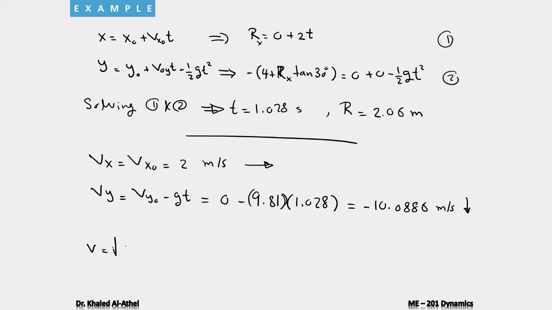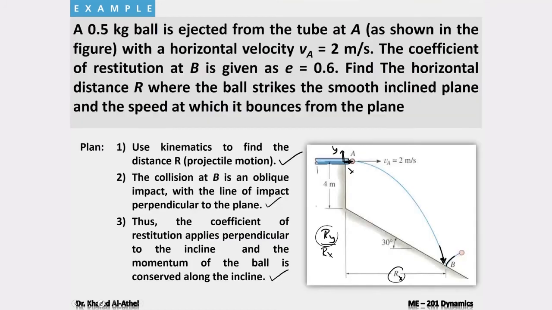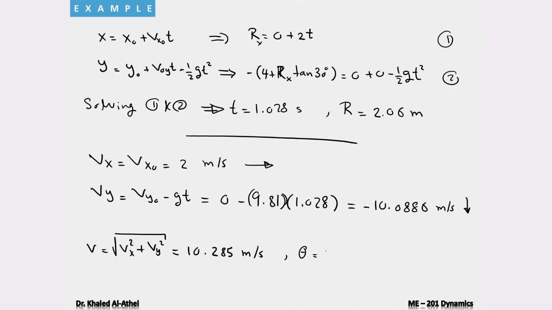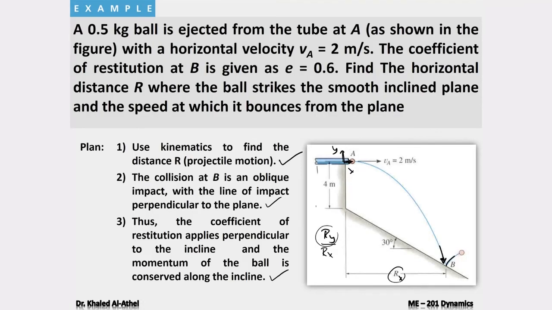So V should equal the square root of Vx squared plus Vy squared, and this gives me that the magnitude of the velocity equals 10.285 meters per second. And from the y and x components, I can find the angle as tan inverse of y over x. Make sure that there's no theta used in this problem. So theta equals tan inverse of Vy over Vx, and this gives me 78.8 degrees with the horizontal. So now I found the velocity and r values.